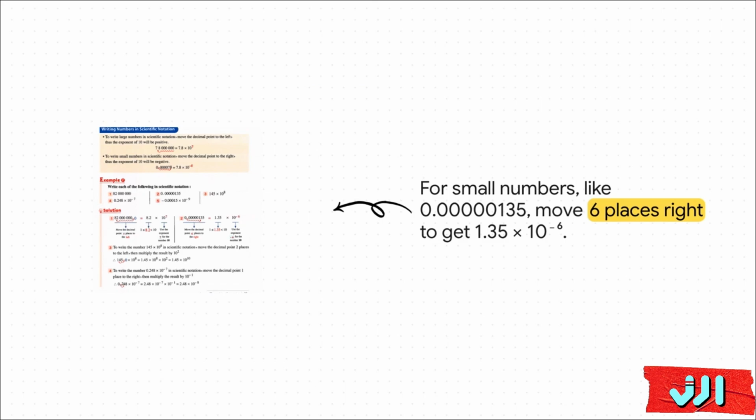Here, the decimal starts at the front. We need to move it to the right this time, past all those leading zeros, until it lands right after that first non-zero digit, the 1. We moved it 6 places. And because this was a tiny little decimal number, our exponent is negative 6. The final result, 1.35 times 10 to the negative 6.